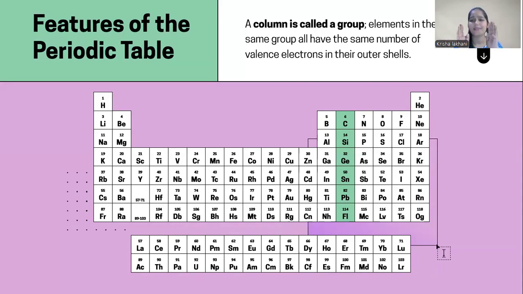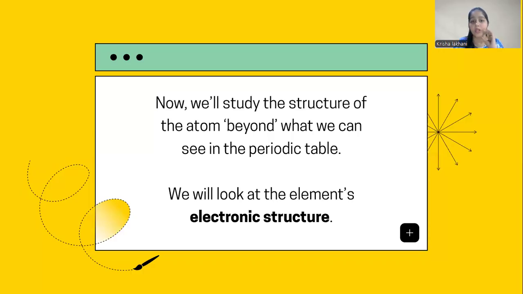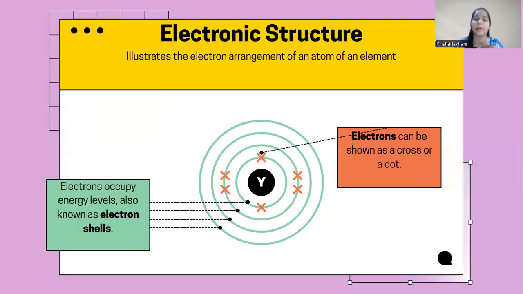This is basic information that I'm giving you. You need to be very careful about this. Now let's study the structure of the atom beyond what we can see in the periodic table. Let's go on to the electronic structure, how it looks. I guess you have learned it previously in your 8th standard, but let me give you a quick recap on this.